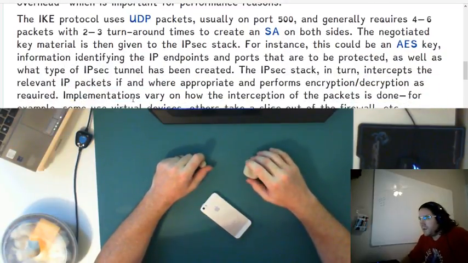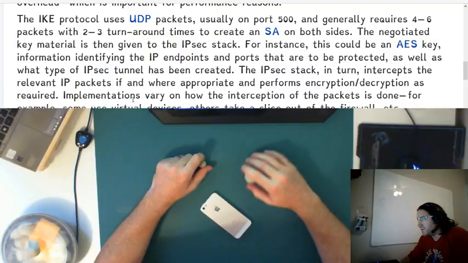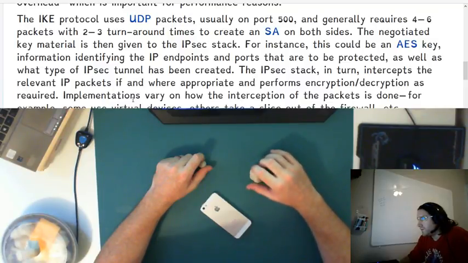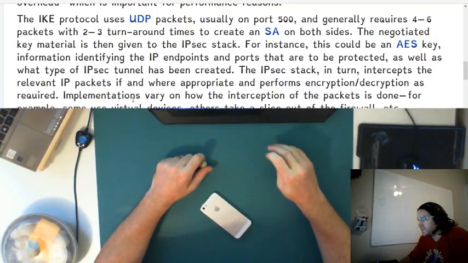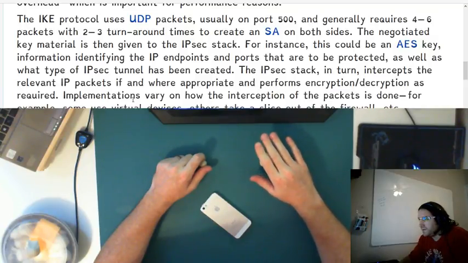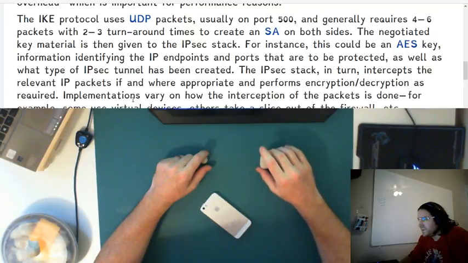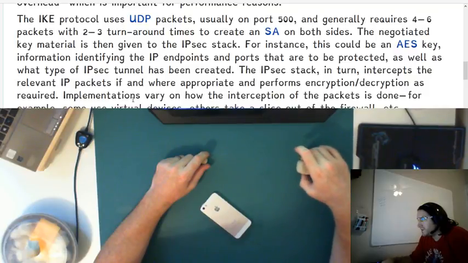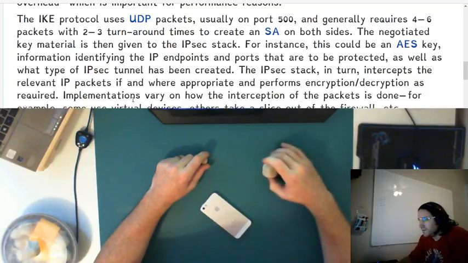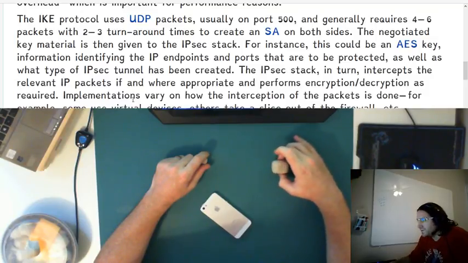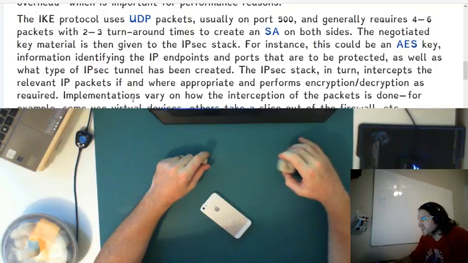The IKE protocol uses UDP packets, usually on port 500, and generally requires 4 to 6 packets with 2 to 3 turnaround times to create a SA on both sides. The negotiated key material is then given to the IPsec stack. For instance, this could be an AES key, or information identifying the IP endpoints and ports that are to be protected.